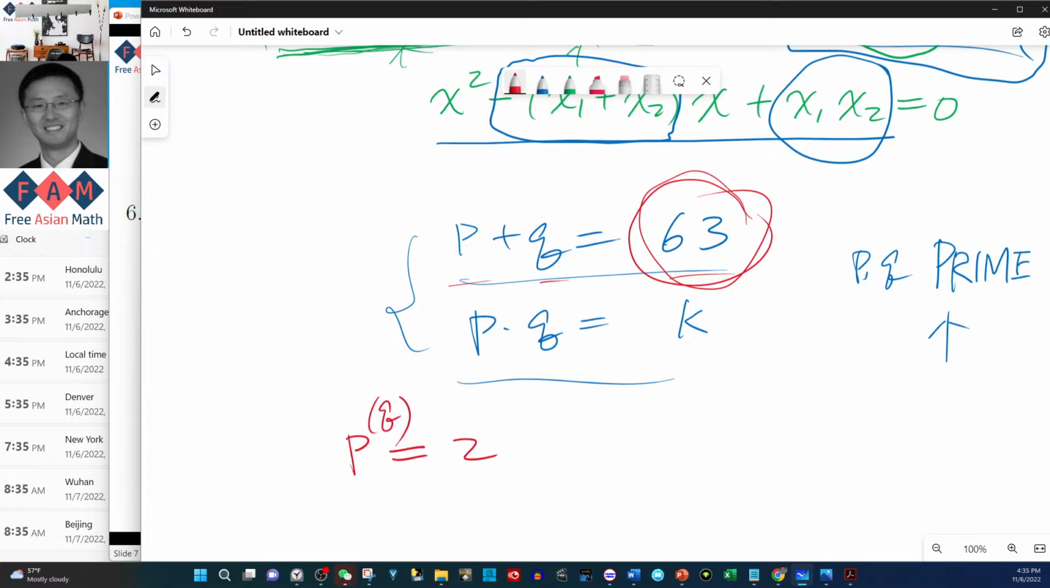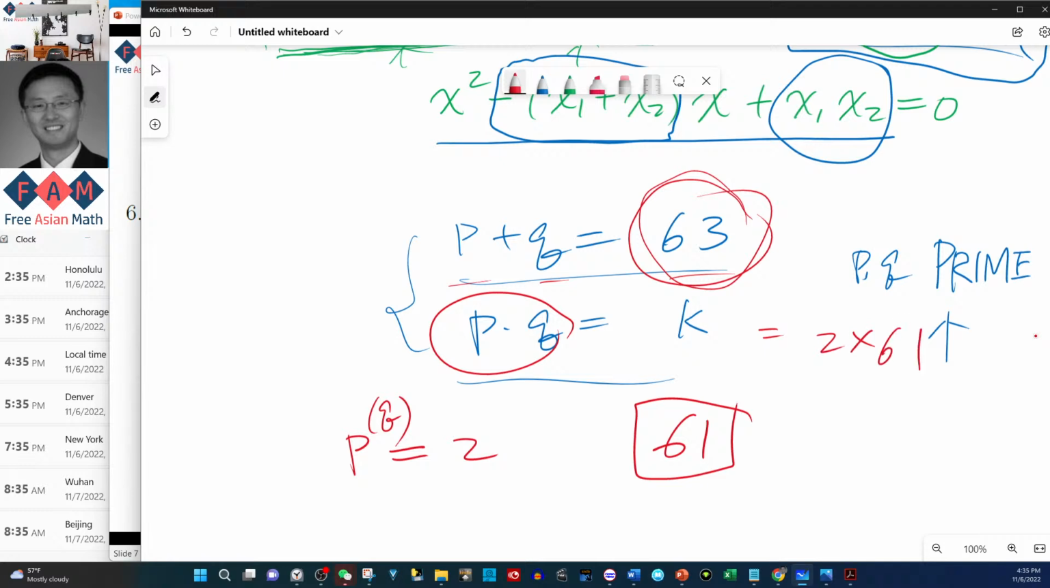This could be q as well. So that means that the other one must be 61, right? Because we have 2, then the other must be 61. Therefore, the product must be 2 times 61, which equals 122, and that is our k.